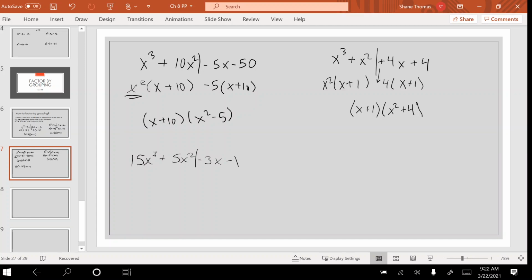Okay, what do I factor out of the first two? 5x squared. What's left? 3x plus 1. Okay, second one, what do I factor out? Negative 1. Left with 3x plus 1. That gets me my parentheses the same. First factor, 3x plus 1, and 5x squared minus 1. Bingo.